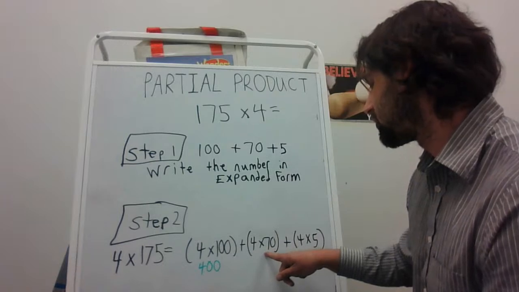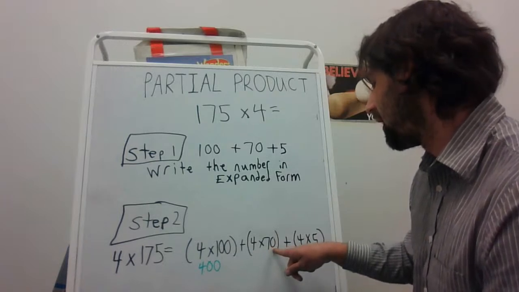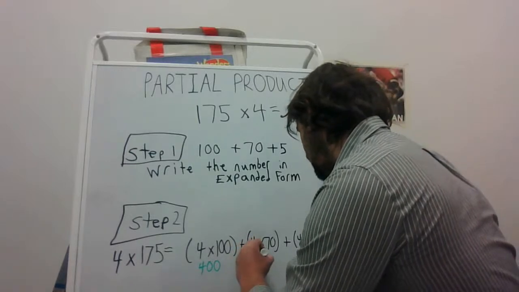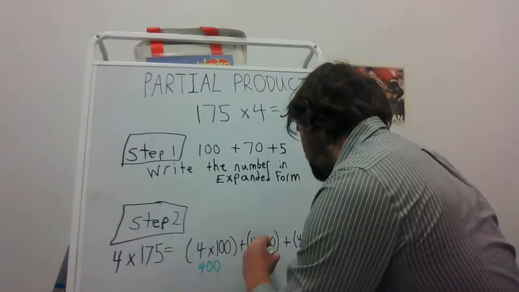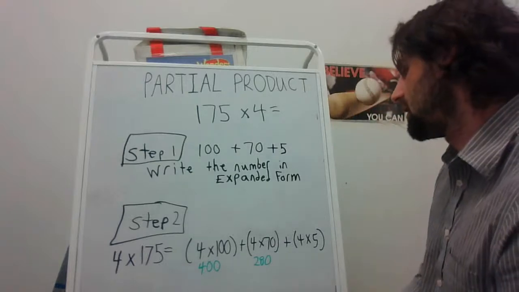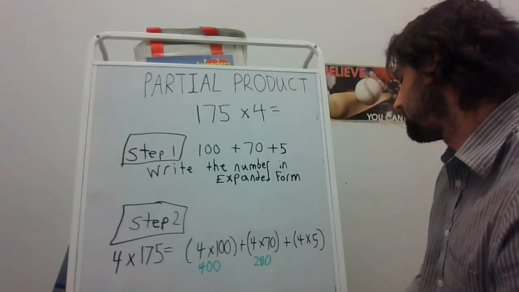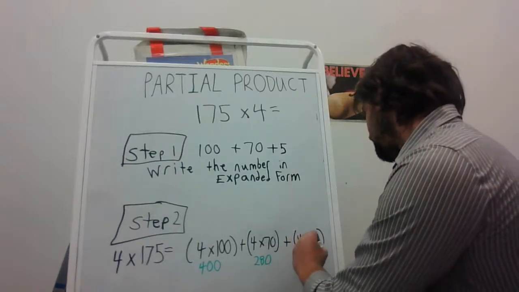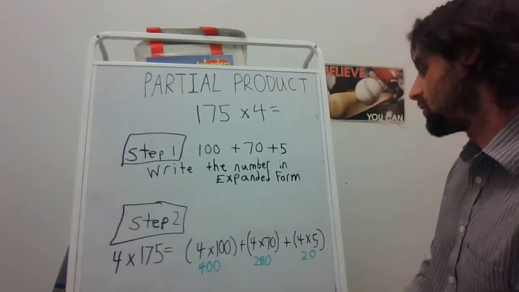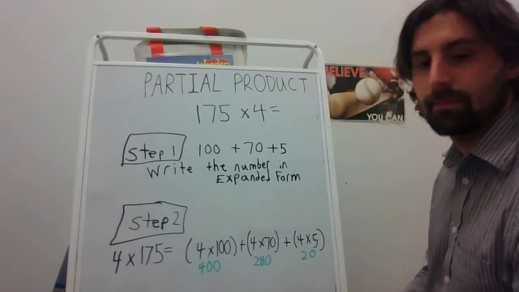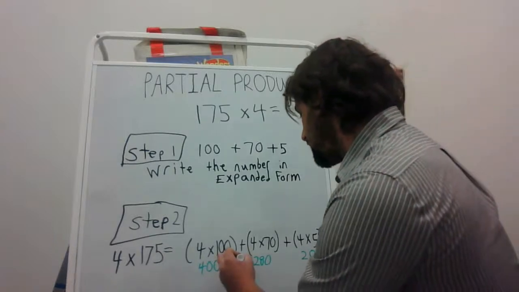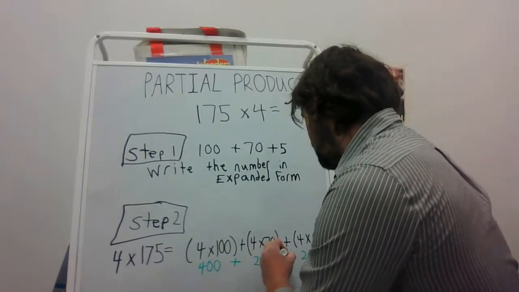4 times 7 equals 28. 4 times 70 is going to equal the same thing, only difference is I'm going to add a 0. 4 times 5 equals 20. So step 3 is to add. You have to add these 3 numbers, and then we will have our answer.